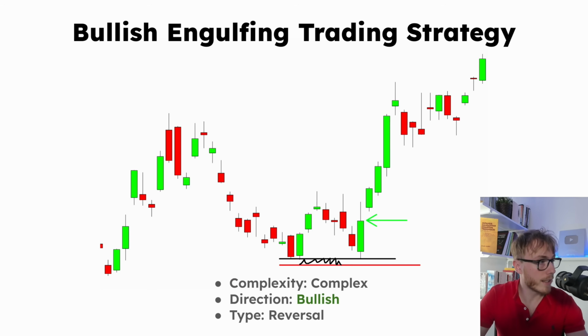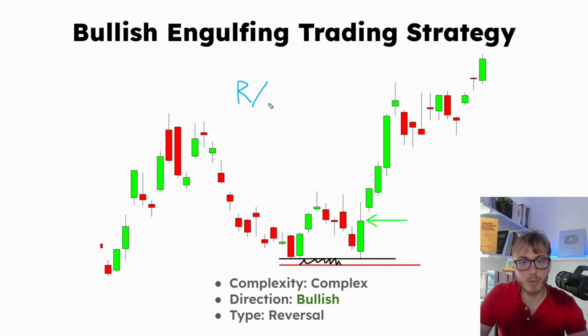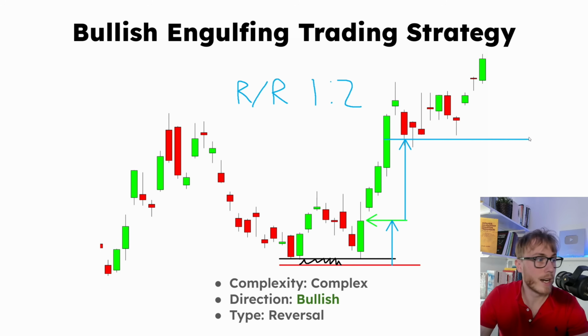Well, here you can keep it simple and use a risk to reward ratio. A risk to reward ratio tells us how much we gain compared to how much we lose when we take the trade. So for example, a risk to reward ratio of 1 to 2 means that we risk $1 for every $2 in profit. Or in other words, the distance from the stop loss to our entry point should be half the length of the distance up to the profit target. So in this case, our profit target would be around here.